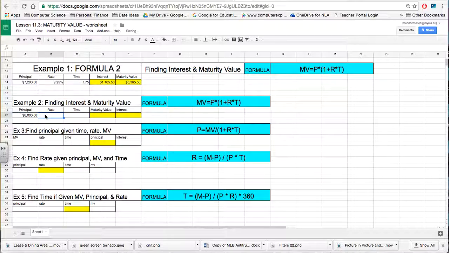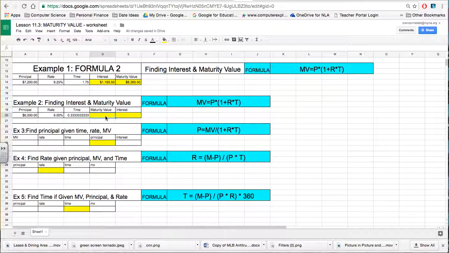They give us a rate of 9%. They give us a time of 120 days. Now, a note to keep in mind when doing this is that whenever they use days, we are going to automatically use the ordinary method. And the ordinary method is using the 360 days. So what that looks like is you'll go 120 divided by 360, and now we have our time.